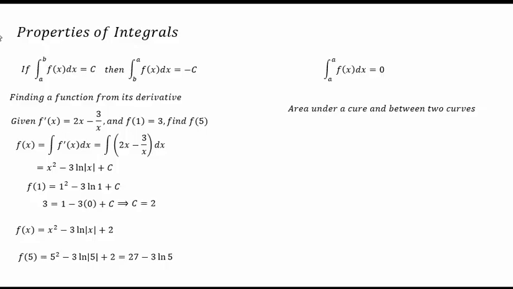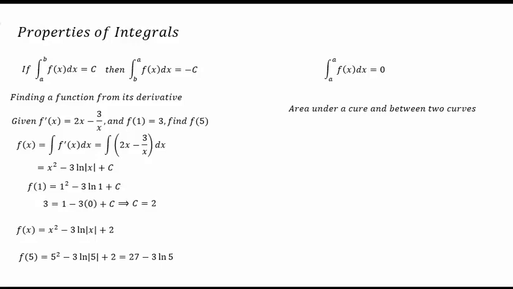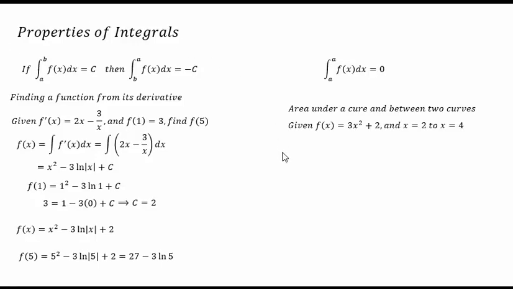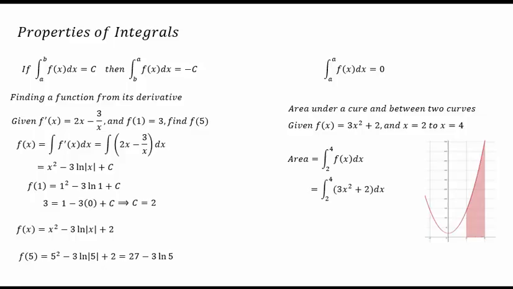Area under a curve and between two curves. So first we are given f(x) is 3x squared plus 2, and between x equals 2 and x equals 4, we want to see what the area is. As you see in the graph, this is made in Desmos. So 3x squared plus 2 is the parabolic graph, and we are taking ordinates from 2 to 4. So this area is defined by this integration, from 2 to 4 of f(x) dx. And our function f(x) is 3x squared plus 2.